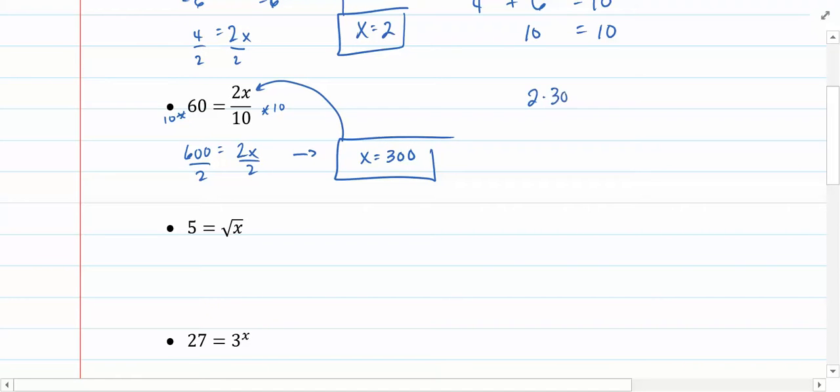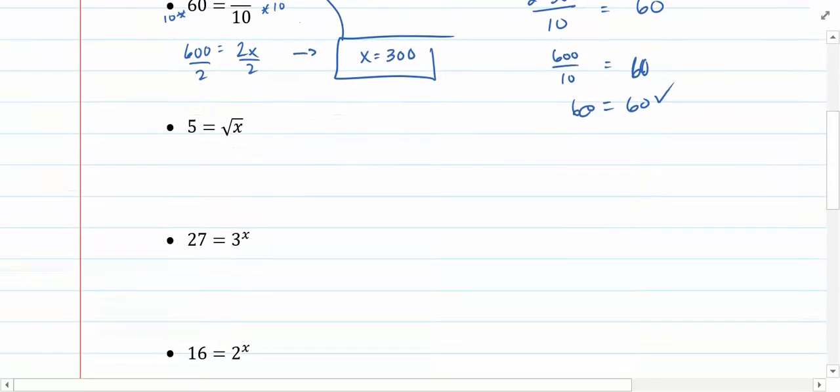2 times 300 divided by 10 should equal 60. And 2 times 300 is 600. 600 divided by 10 equals 60. 60 equals 60. So we know we've done everything correctly there as well.